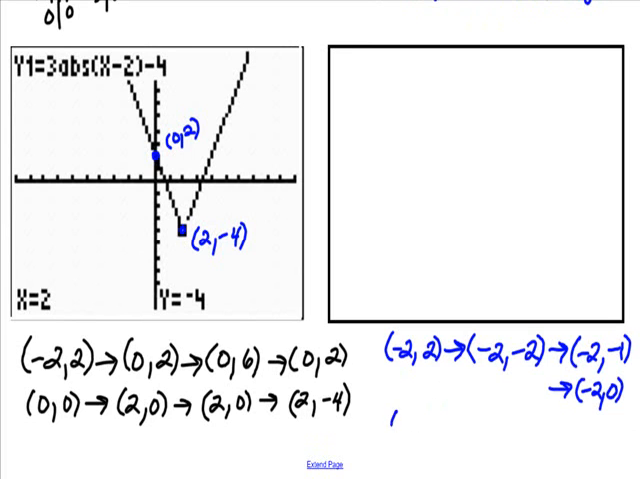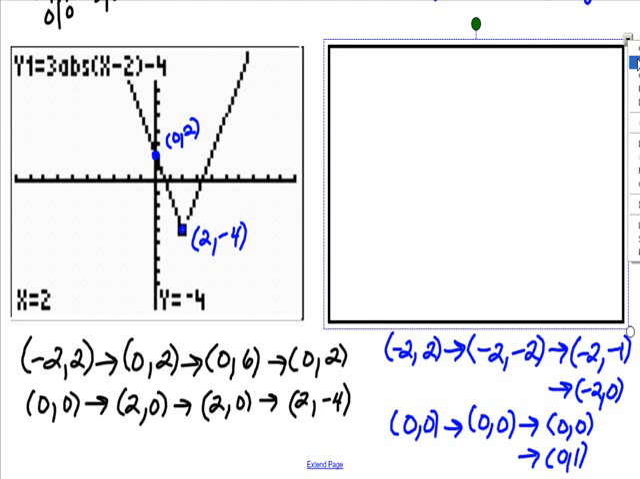And then let's also follow the original vertex through. So the original vertex, when we reflect it, stays at (0, 0). When we take half of the y value, that still stays at (0, 0). And then it should move up 1 unit, to (0, 1).